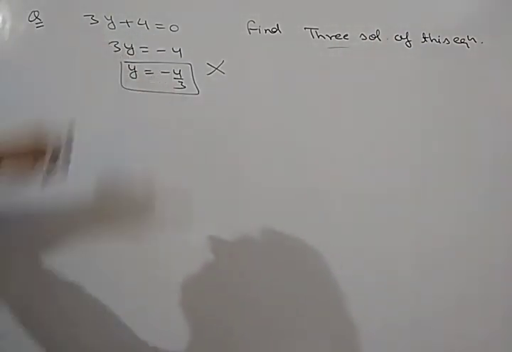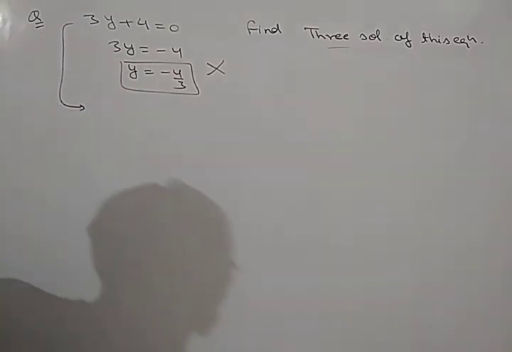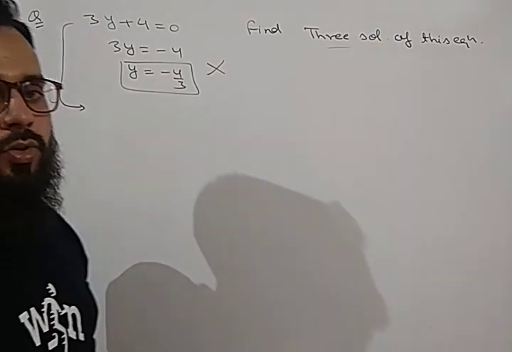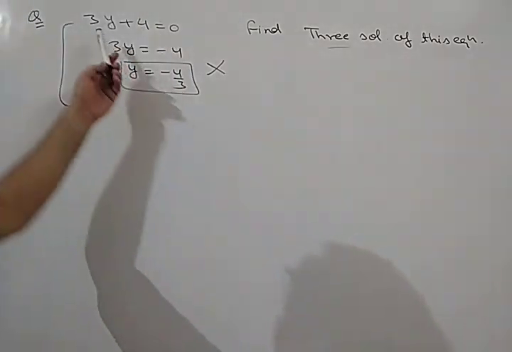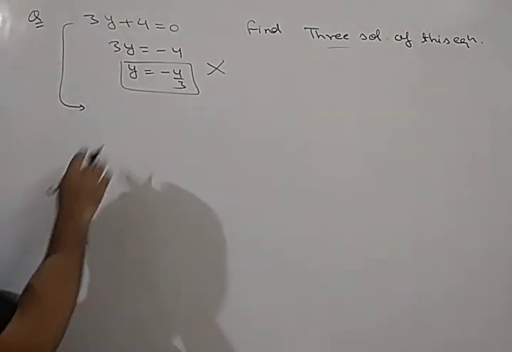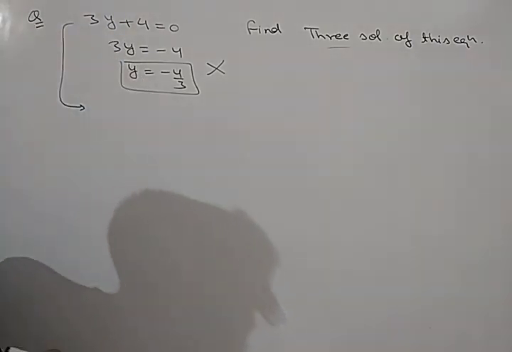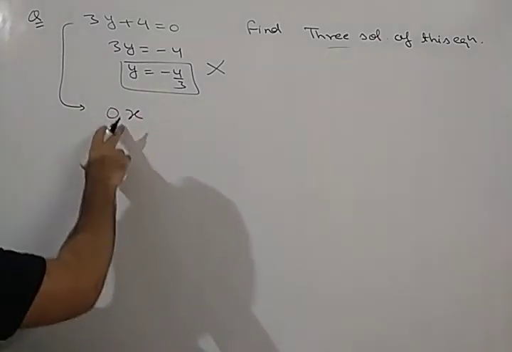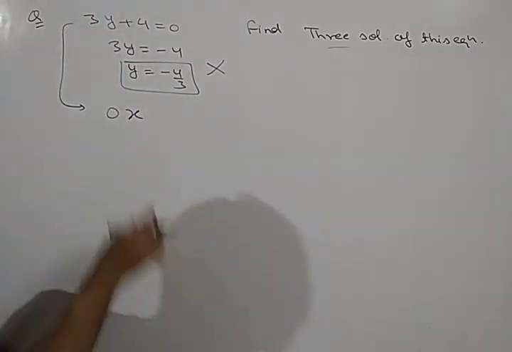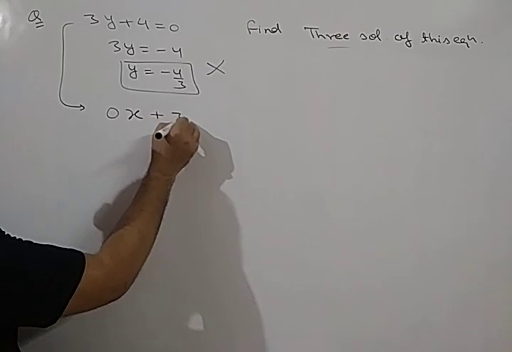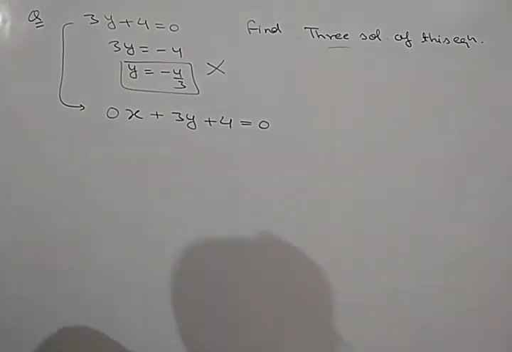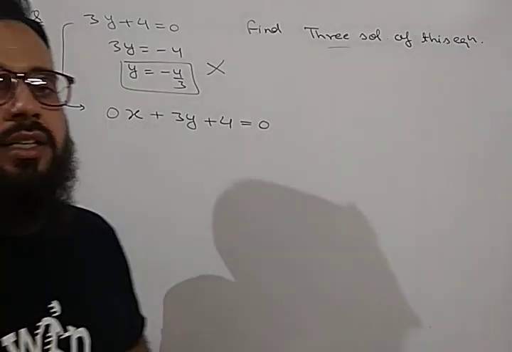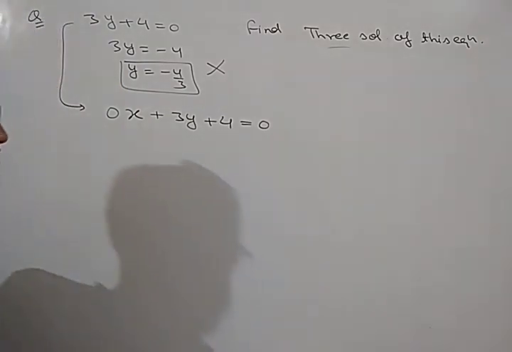It means we have to first convert this equation into the linear equation in two variables, or the general form. We have studied the conversion of linear equation into general form in our previous video. So first we will convert this equation into the general form. How will you convert? x is not given in this equation, so we will write it as 0x. So we will write 0x plus 3y plus 4 is equal to 0. Now this equation is converted into the general form of linear equation in two variables.